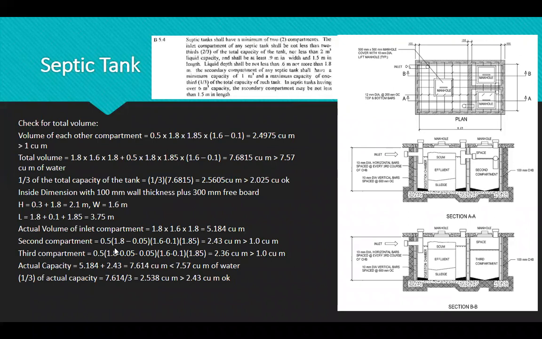So second compartment, 0.5 plus 1.8 minus 0.05 plus 1.6 minus 0.1 plus 1.85 is 2.43 cubic meter. Third compartment, 0.5 plus 1.8 minus 0.05 minus 0.05, 1.6 minus 0.1 plus 1.85 is 2.36 cubic meter. Both greater than 1 cubic meter. Actual capacity is 5.184 plus 2.43 is 7.614 cubic meter. It's greater than 7.5 cubic meter of water.